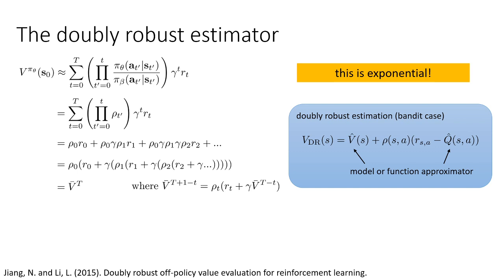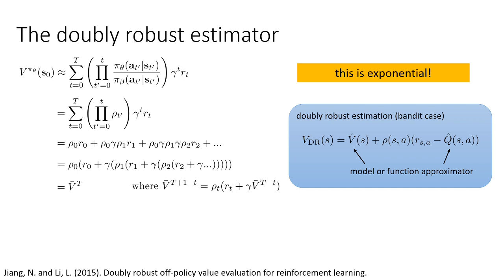But of course, the closer q hat is to the true q values, the lower the variance of this will be, because in the best case, if q hat perfectly cancels off r s a here, then that second term, the high variance importance sample term, goes to 0, and the first term, which has very low variance, dominates. So just like the baseline allowed us to reduce variance, this function approximator allows us to reduce the variance of this importance sample estimator. Now this is the bandit case.